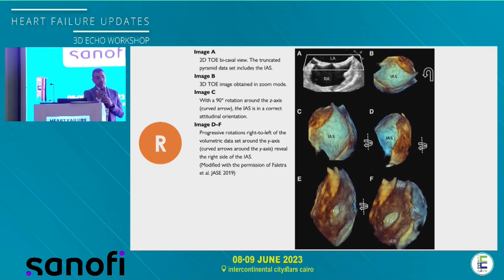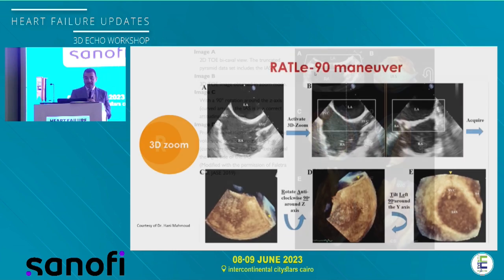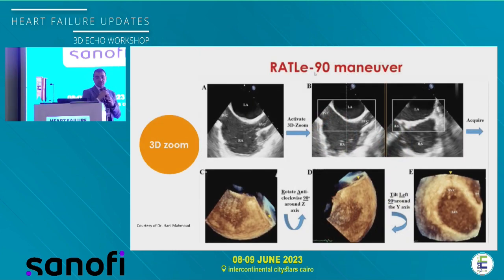This is the view from the right atrial perspective. And this is the so-called Rattle 90 maneuver that our friend Dr. Hani Mahmoud, who is an expert in the field, had published before. You are putting a 3D zoom box over the interatrial septum, including the superior vena cava opening, and then you rotate anti-clockwise around the z-axis, and you tilt 90 degrees. Then you are left facing this view.